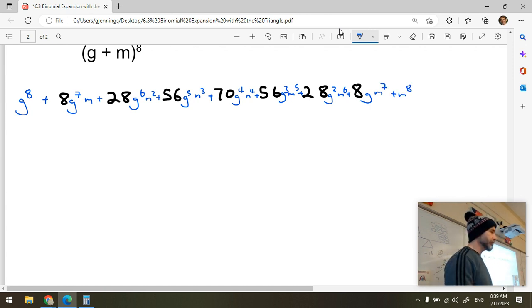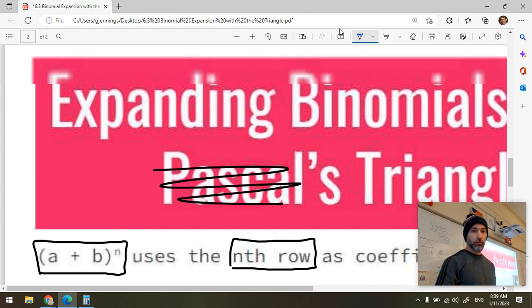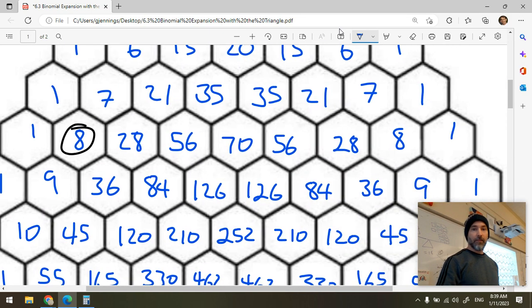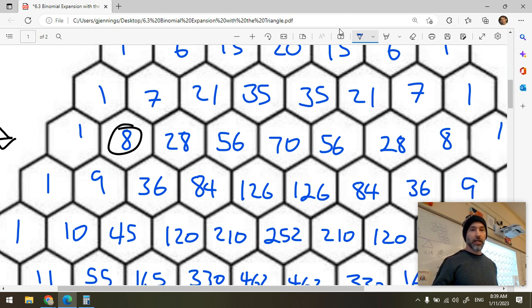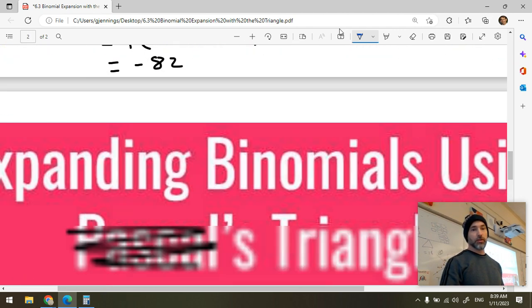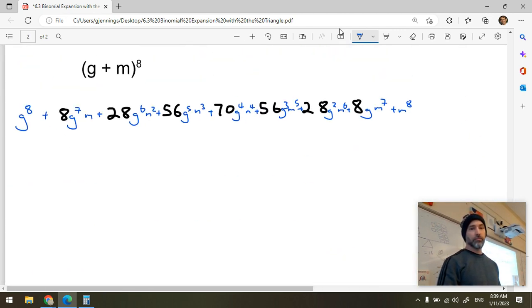Mr. Jennings, I'm confused what this is or what the point is. So you can expand those without having to do them by hand. Where did you get the 8? Oh, I got it from this row of the triangle. Okay. Right there. See? 1, 8, 28, 56, 70, 56, 28, 8, 1. So you just go down to that row of the triangle. Those are your coefficients for expanding these binomials. And then you go ahead and expand them.